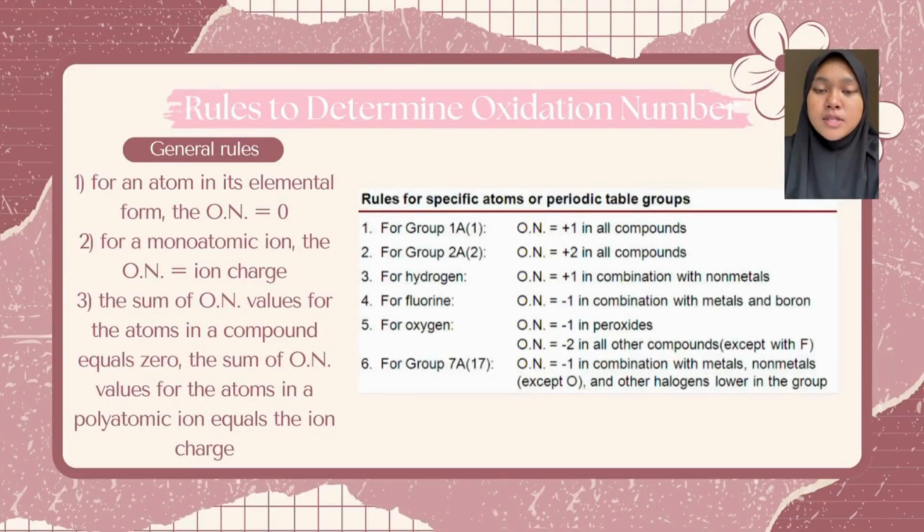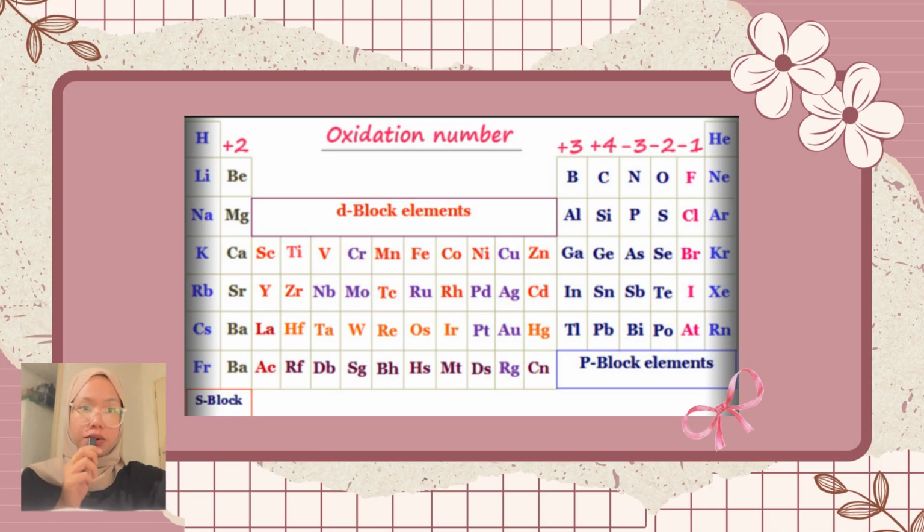The rules to determine oxidation number. General rules. Number 1. For an atom in its elemental form, the oxidation number equal to 0. Number 2. For a monoatomic ion, the oxidation number equal ion charge. Number 3. The sum of oxidation number values for the atom in a compound equals 0. The sum of oxidation number values for the atom in a polyatomic ion equals the ion charge. So this table helps you find the common oxidation number for different elements across the periodic table.